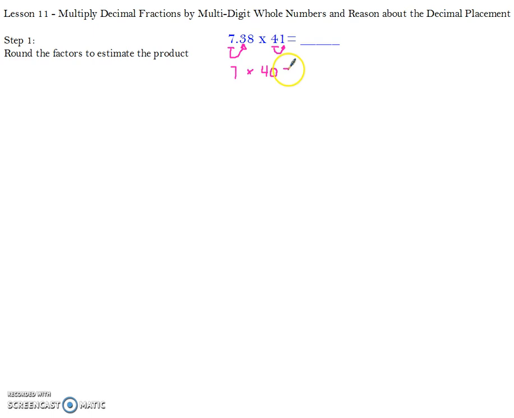and then I multiply those two rounded factors to find my estimate, which is 280. The way that I did that quickly was I saw that there was one 0, so I put that 0 at the end, and then that left me with just 4 times 7.